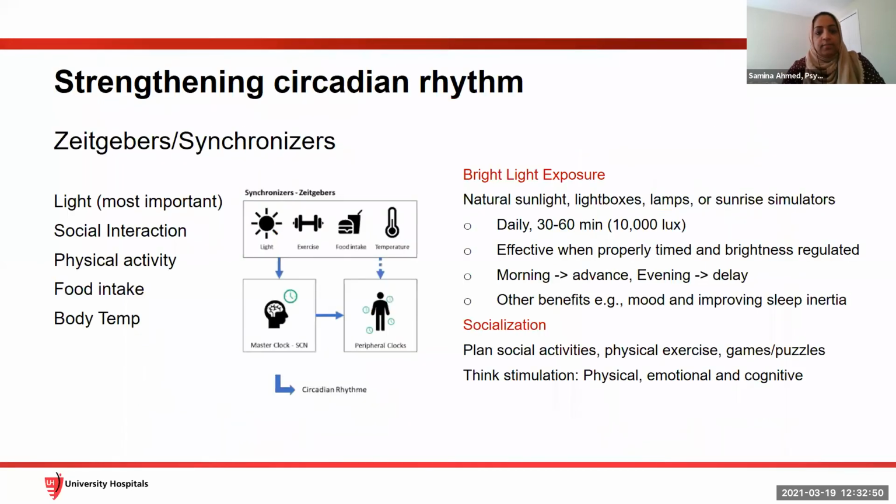Next slide. All right. So on top of building up your sleep pressure, the next thing you want to do is really strengthen your circadian rhythm. Now, our circadian rhythm actually regulates production of different hormones over the 24-hour cycle. One hormone is cortisol. Cortisol helps us feel more awake during the day, as well as melatonin.